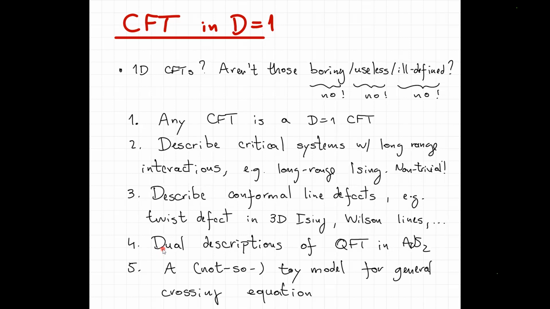I also mentioned that CFTs can describe quantum field theories in AdS. And so a 1D CFT describes quantum field theories in AdS too. So you can study these theories via 1D CFTs. And finally, even if none of this was true, you could just think that you are studying some toy model for the crossing equation to try to learn something about the more complicated versions. Okay, but in practice, this is not really a toy model. This is a super complicated equation with many interesting non-trivial consequences.